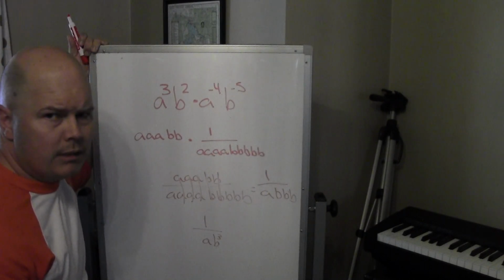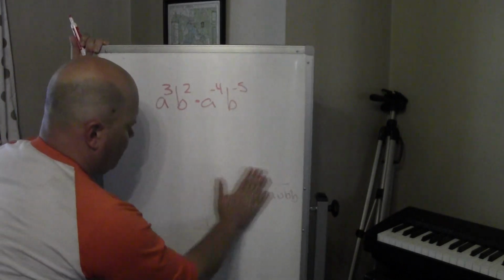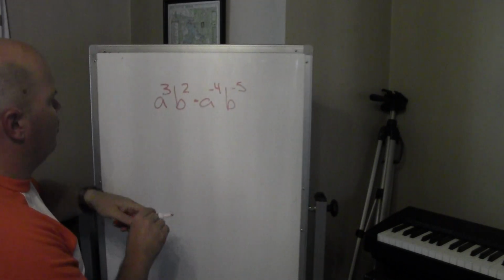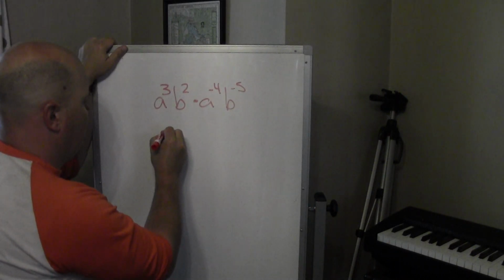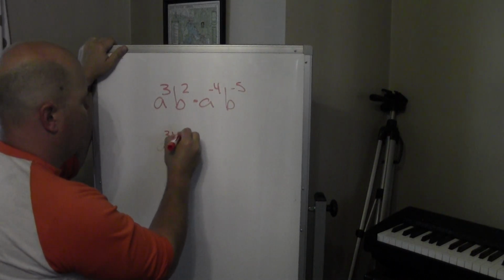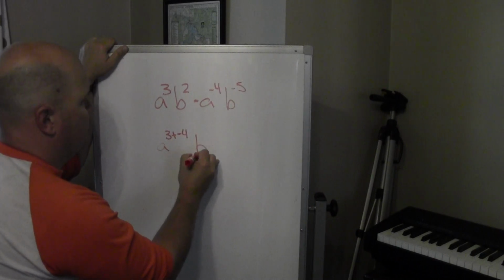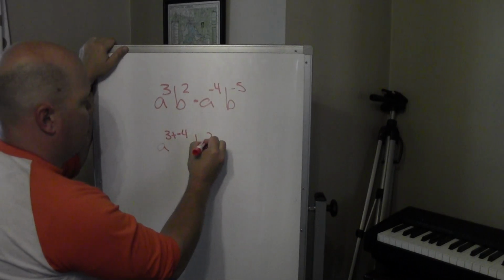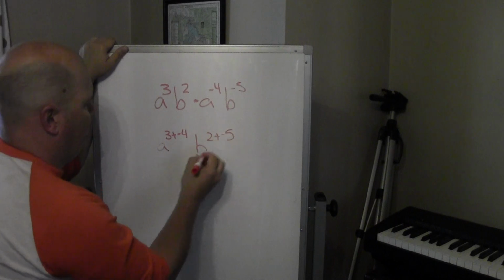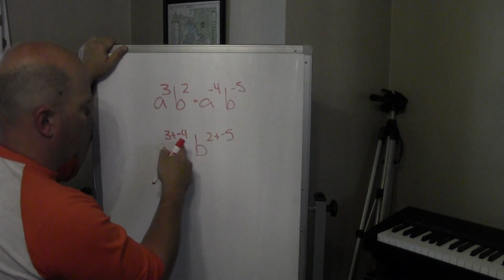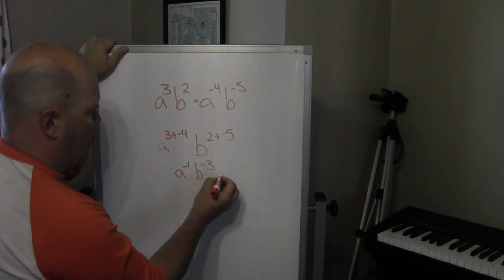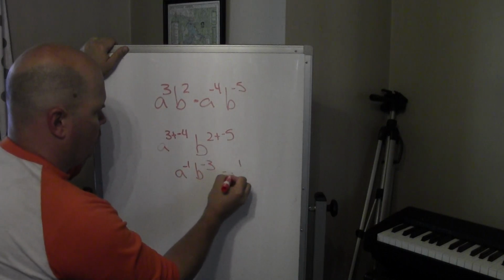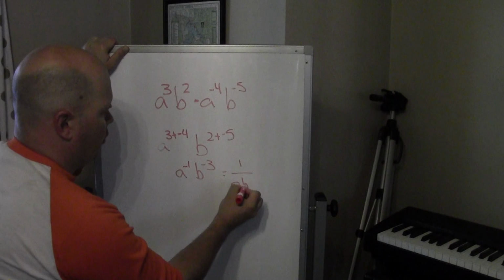But if you don't want to expand it out, you can always use the algorithm still, even though there's multiple variables. And in that case, we would just take our a's first, and we'd go a, 3 plus negative 4, times b, and that's 2 plus negative 5. So when it simplifies, 3 plus negative 4 is a to the negative first, b to the negative 3, which equals 1 over a b to the third.